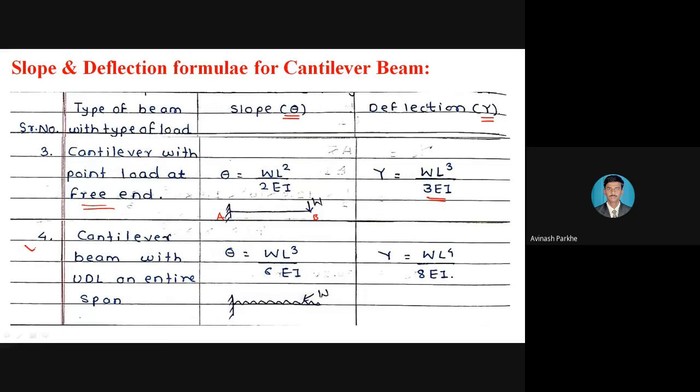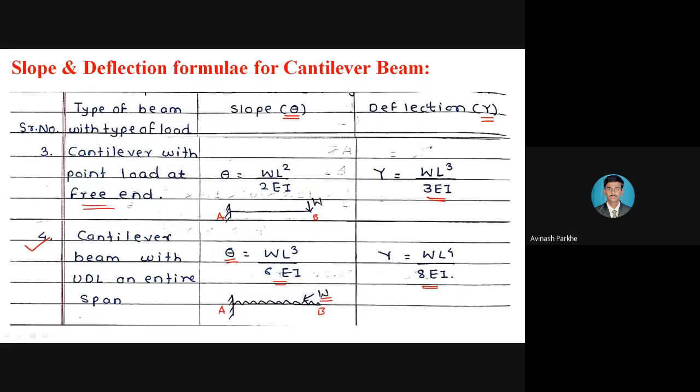And the last case, case number 4, cantilever beam with UDL on entire span. The figure is also given. Point A is there, point B is there, subjected to the UDL W on entire span. The slope formula is WL cube upon 6EI and Y is WL raised to 4 upon 8EI. So these are the total 8 formulas which you have to keep in your mind, because based on this also the MCQ question will be asked.